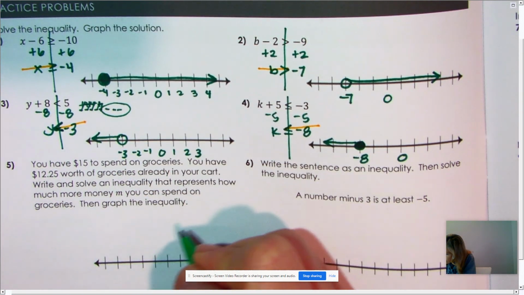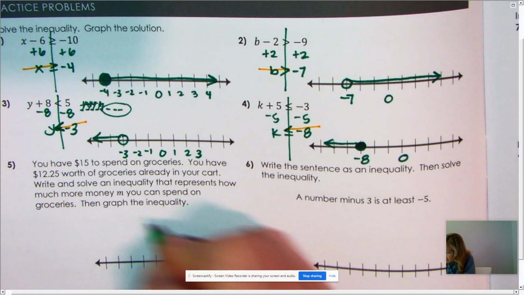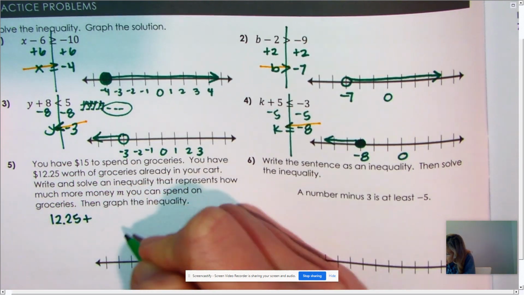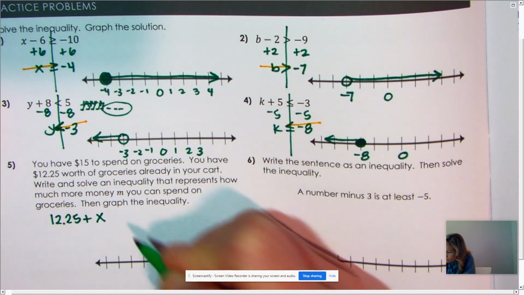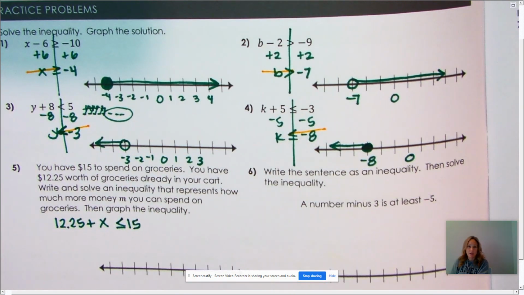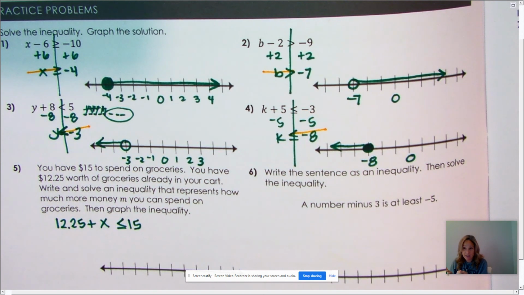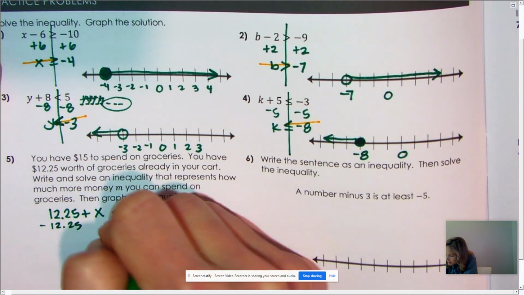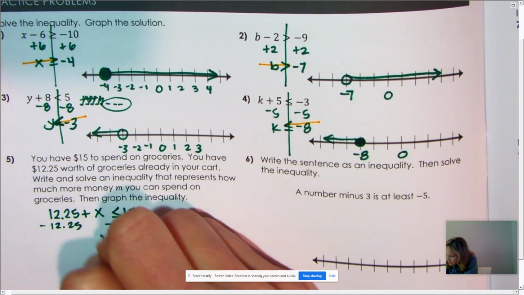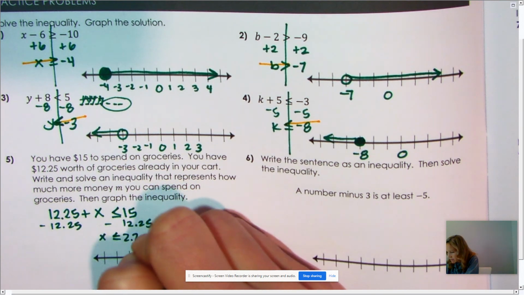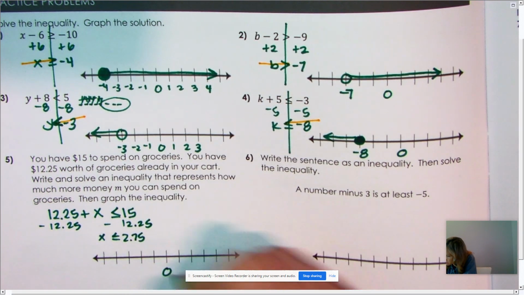So I already have $12.25 worth of groceries in my cart. Plus I can get a certain amount more that I don't know. All I know is it has to be less than or equal to $15. Okay, because if I've only got $15, I cannot go over that. So minus $12.25, minus $12.25. So we get X is less than or equal to $2.75.